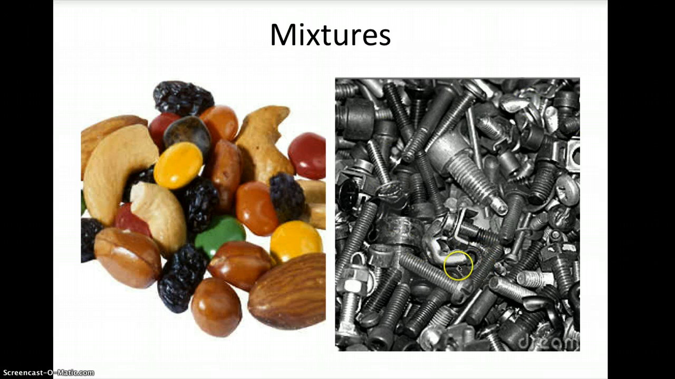These are nuts and bolts. We've got this funny looking bolt here. We've got this here. We've got different shapes, different sizes, different functions. Okay, if you were building a bookshelf and you wanted all the bolts, you could pull all the bolts out. It would be pretty easy. Okay, these are mixtures.